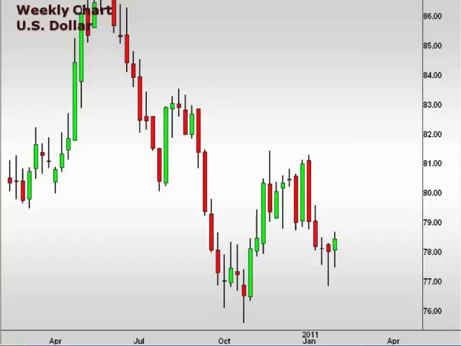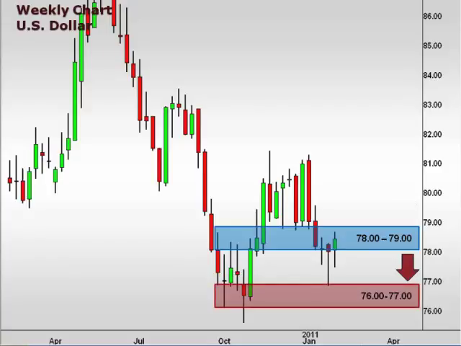Let's take a look at the weekly chart of the U.S. dollar index. It's a great way to gain perspective as to how the U.S. dollar has been trading against a basket of currencies. While the dollar index closed the week off of the lows, suggesting some strength at the 78-79 level, a break above this zone opens the window for a continuation higher. However, failure to hold 78 will likely result in a move back down to that 76-77 box.